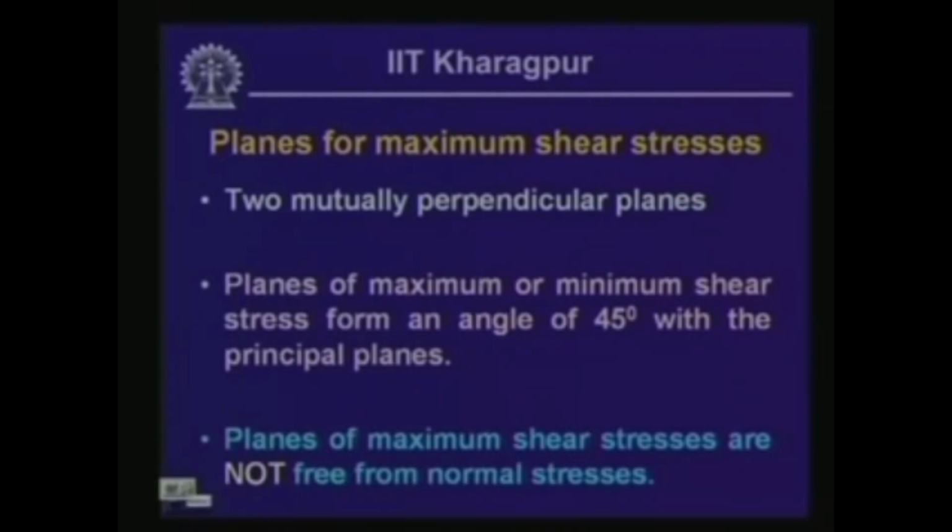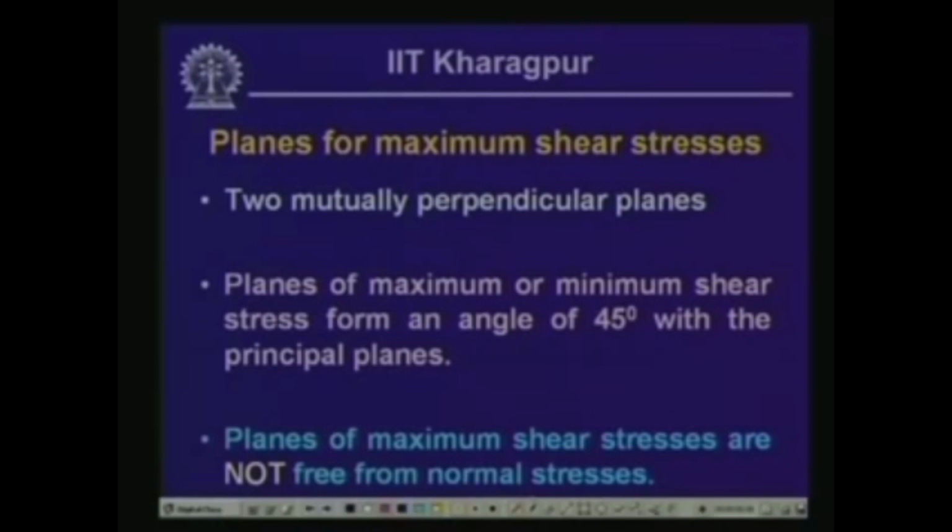Now, let us look into what is the value of the principal stress where the shear stress is maximum. Now, we have calculated that tan 2 theta equals minus (sigma x minus sigma y) by 2 by tau x y.